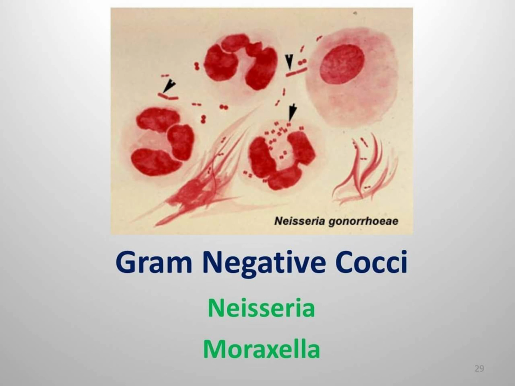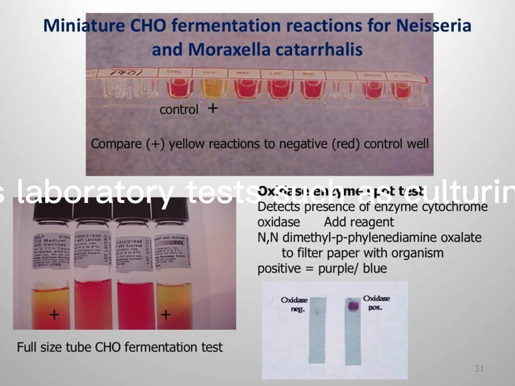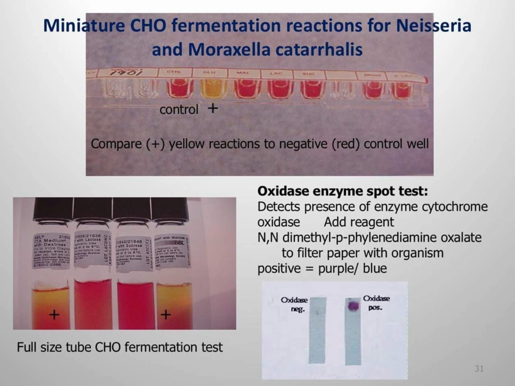The most well-known genus of gram-negative cocci is Neisseria, which includes species such as Neisseria meningitidis and Neisseria gonorrhoeae. These bacteria are important human pathogens that can cause a range of infections, including meningitis, sepsis, and sexually transmitted infections. Diagnosis of gram-negative cocci infections typically involves laboratory tests such as culturing the bacteria from a sample of infected tissue or body fluid.